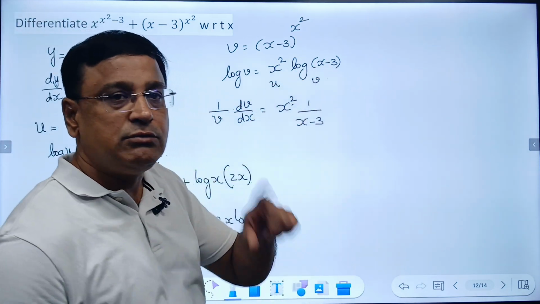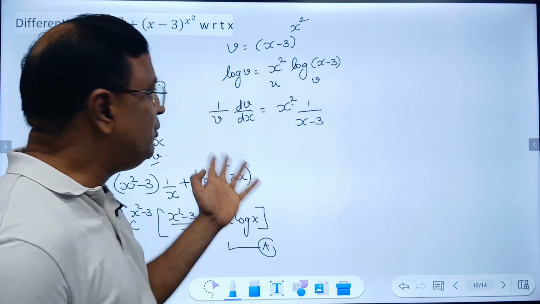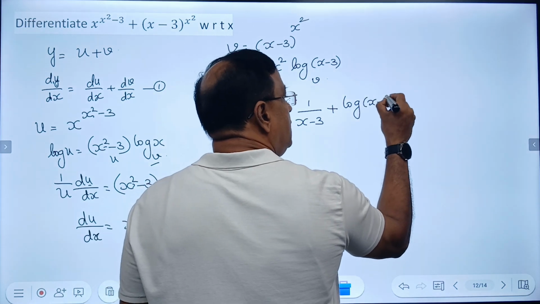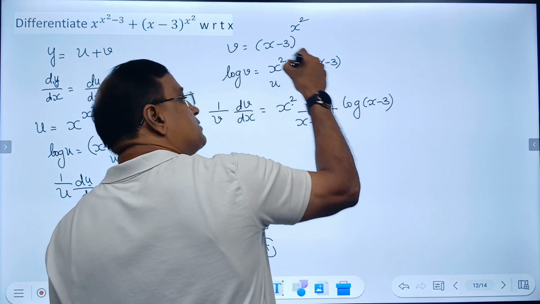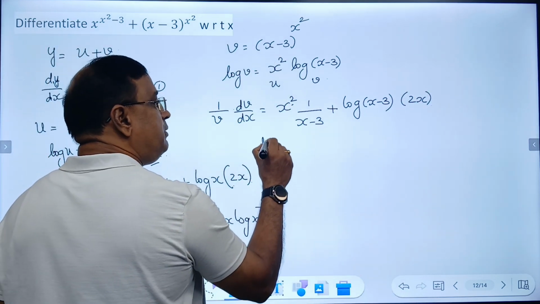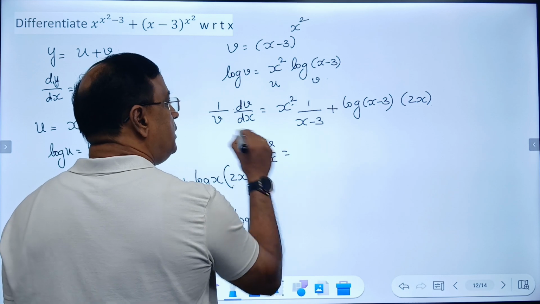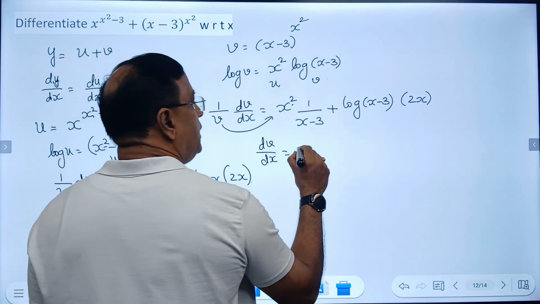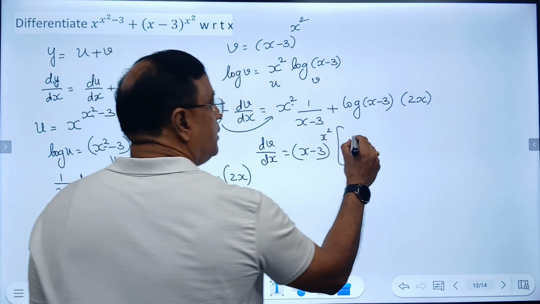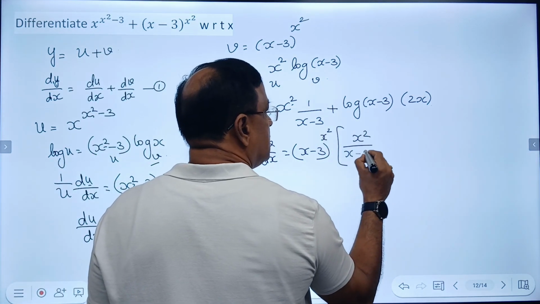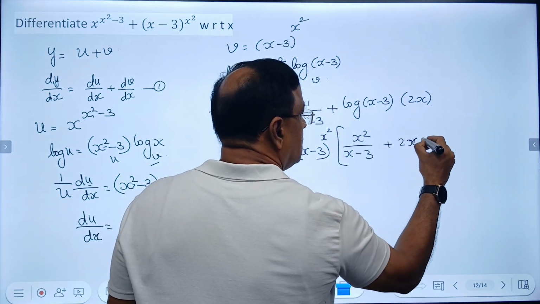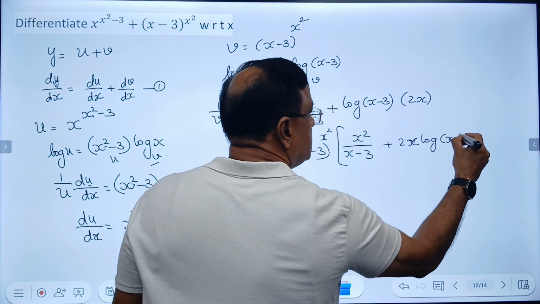X minus 3 differentiation will be 1 because differentiation of x is 1. So I don't have to write. Plus v into what is differentiation of x square? X square will be 2x. Therefore, what is my dv by dx? My dv by dx will be, cross multiply v, that will be x minus 3 the whole power x square into, what do you get? X square by x minus 3 plus 2x into log of x minus 3.